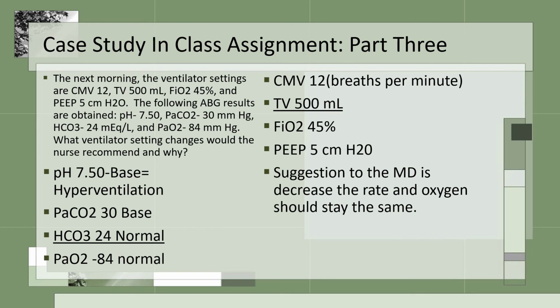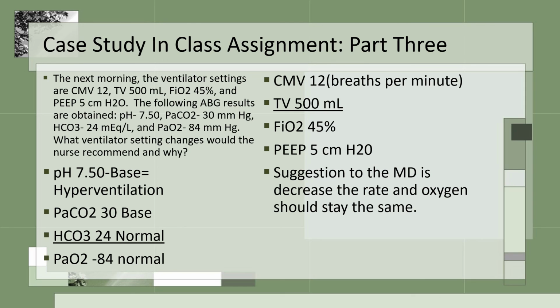The next morning, the ventilator settings are CMV 12, tidal volume 500, FiO2 45%, PEEP 5 centimeters of water. The following ABG results are obtained. pH is 7.50, PaCO2 is 30, bicarb is 24, and PaO2 is 84. What ventilator settings would the nurse recommend and why?